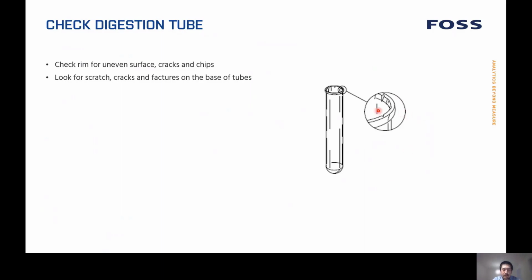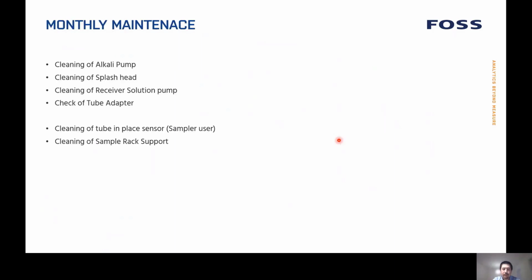The other thing is to check the digestion tube. Check the rim for any chips, scratches, cracks or fractures on the body of the tube. If you have chips at the rim, you may have leakage in the distillation procedure. If you have scratches or cracks, there will be issues in the digestion or distillation. If the tube is broken, that will be dangerous. So you have to check that the digestion tubes are in good condition.